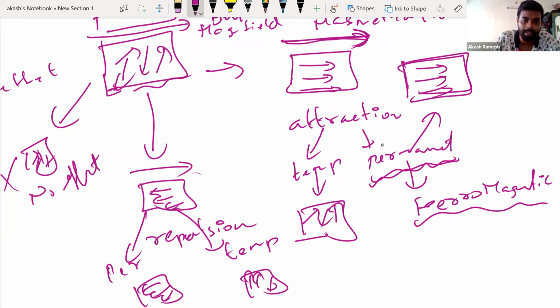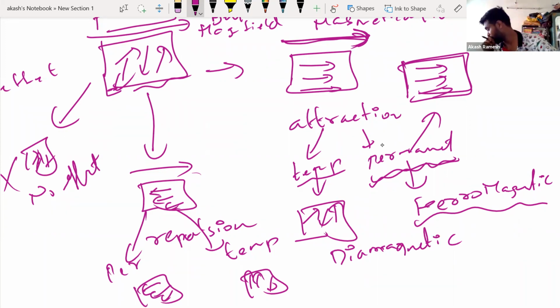Now, when they get attracted, but it is a temporary effect, those kinds of molecules are called diamagnetic. Am I correct? Is it diamagnetic or paramagnetic, people? Any idea? Okay, fine. It is diamagnetic only. These are called temporary attraction.